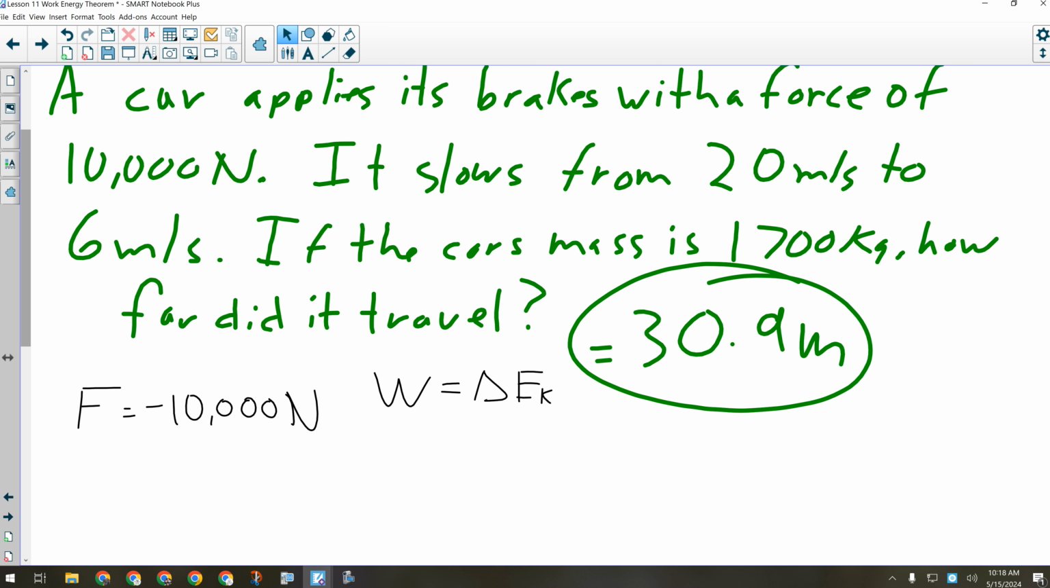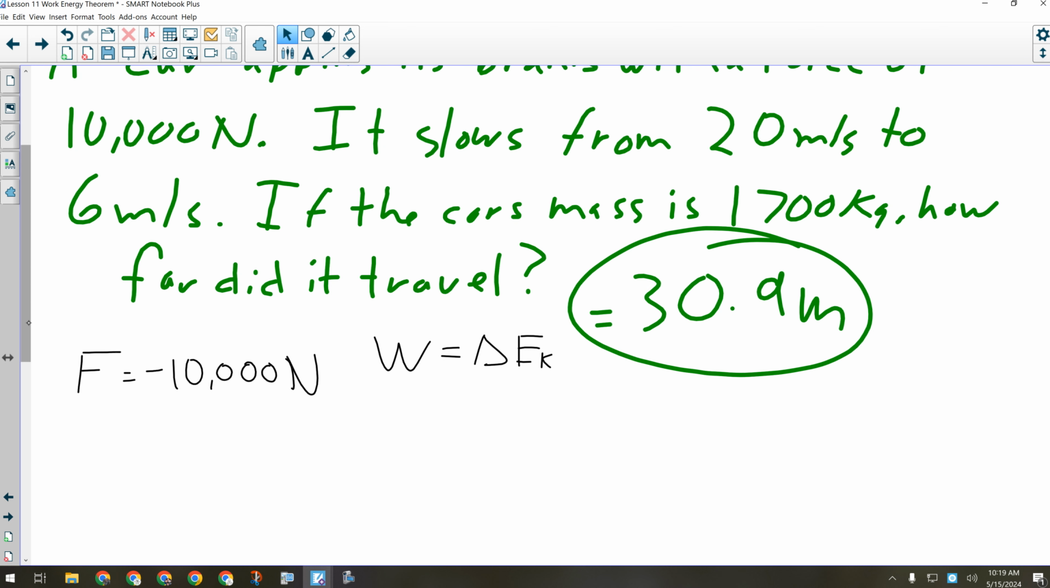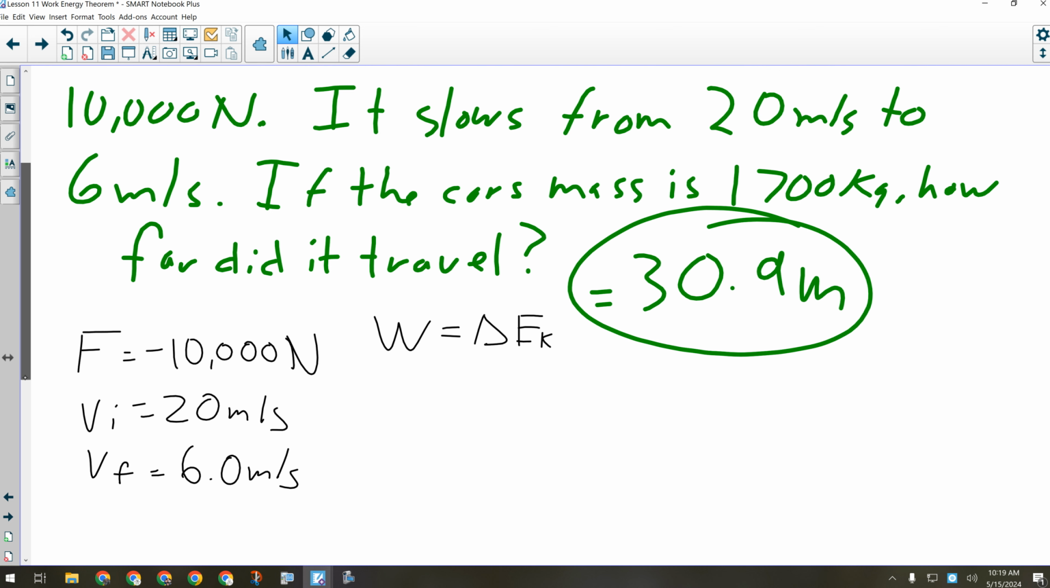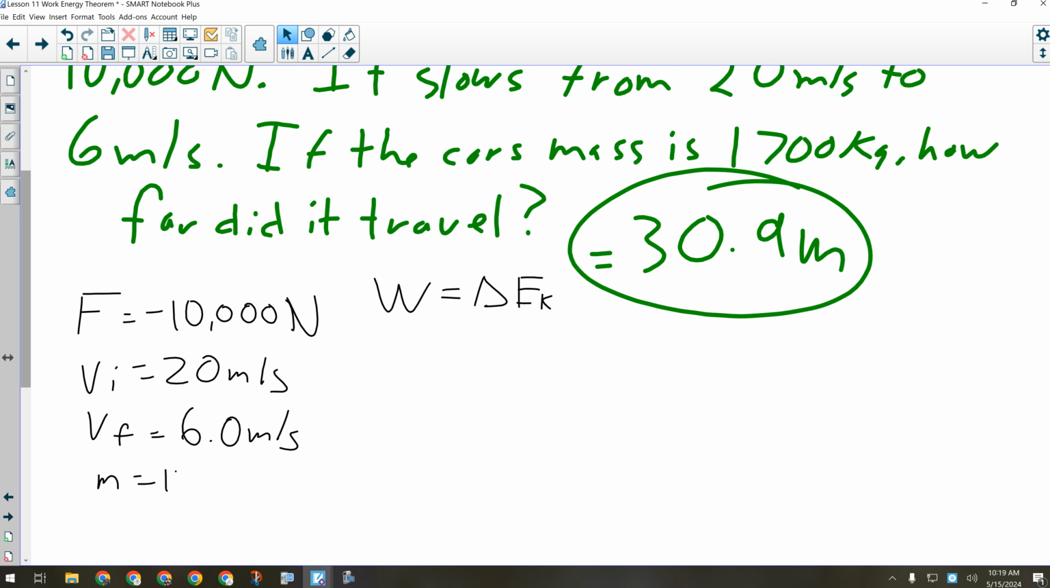Okay, so we got a force of negative 10,000 newtons. We have that it slows from 20 to 6. Which one's initial? The 20 is initial, yeah. And that means obviously then the 6 is the final. The car's mass is 1,700 kilograms. We're looking for how far it traveled. How far is distance?